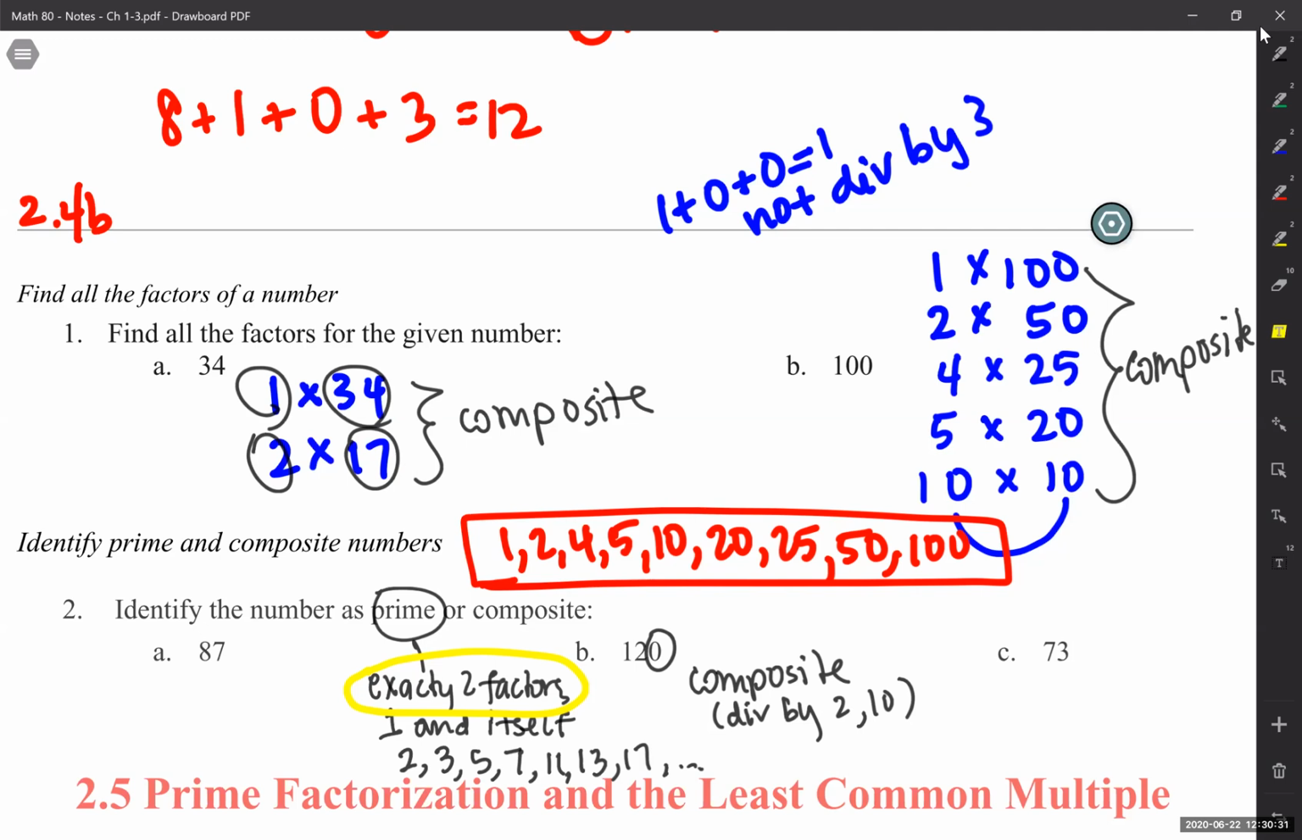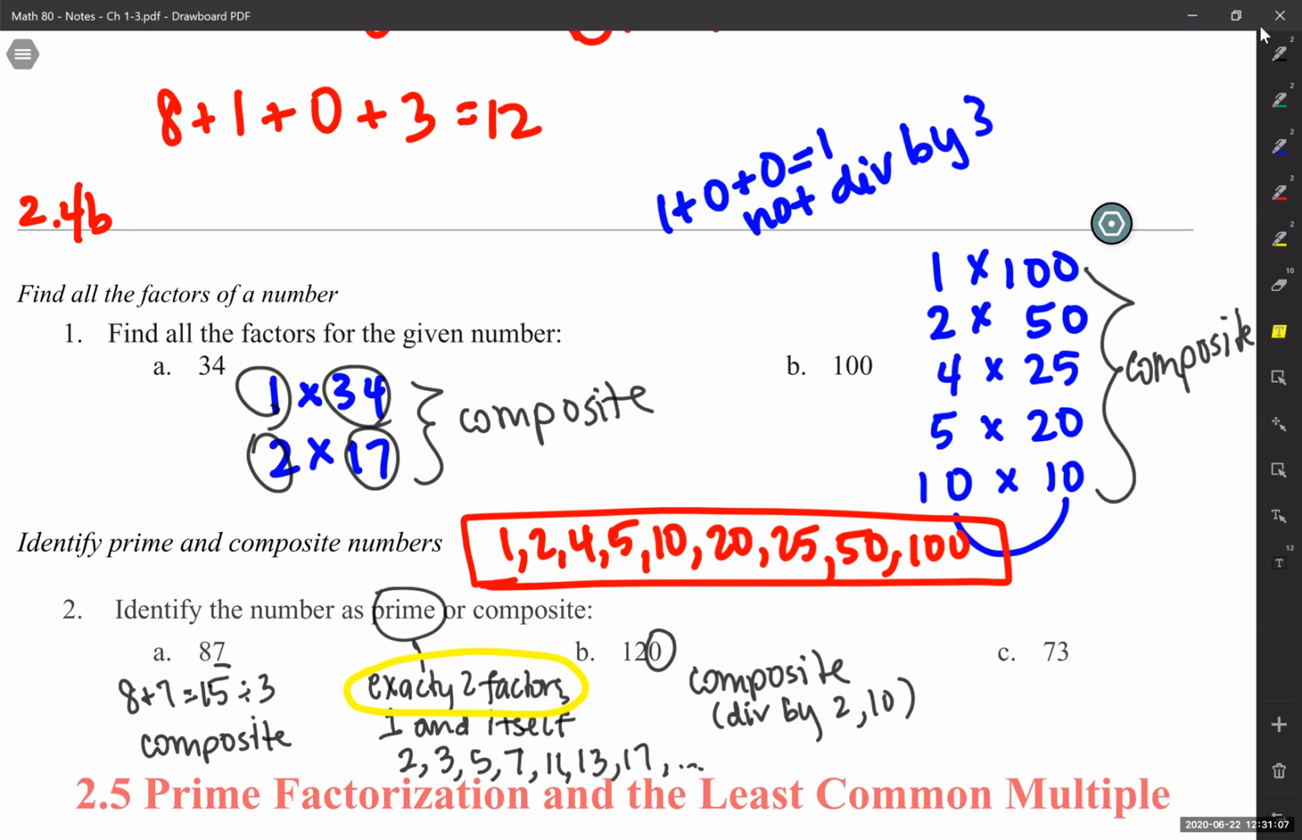So going back to 87, well, 87, that's kind of a big number. Most people don't have that memorized as prime or composite, but we can check. So first of all, it ends in a 7. So that means it's not divisible by 2, not divisible by 5, not divisible by 10. So I'm going to try my 3 trick. And when I look at the digits, 8 plus 7, I get 15, which is divisible by 3. So this is composite.